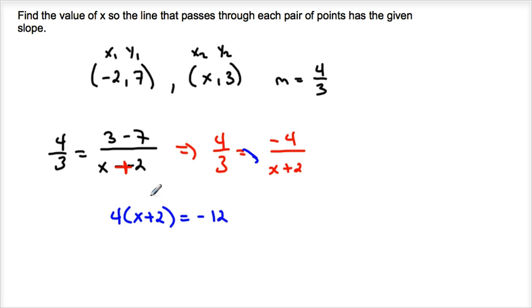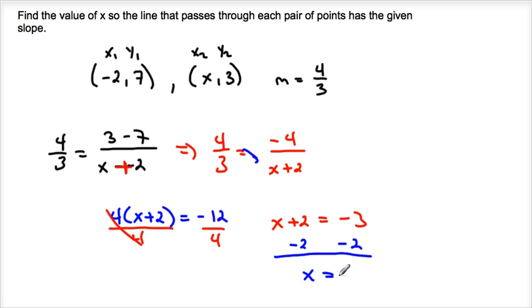Again, I see that 4 can go into 12, so I'm going to divide both sides by 4. My 4 simplifies, so I'm left with x plus 2 equals negative 3. Subtracting 2 from both sides, x equals negative 5.